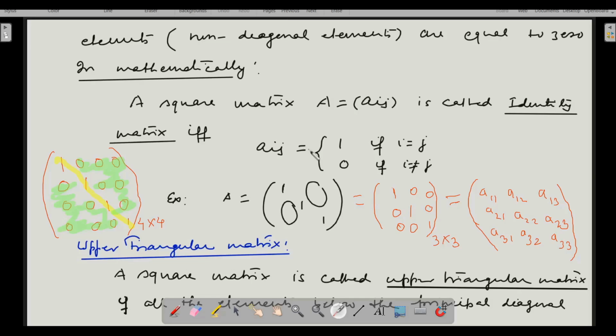Now let us try to apply the definition. What does the definition say? The way we applied the definition for a 3 cross 3 matrix, similarly we are going to apply the definition for a 4 cross 4 matrix.